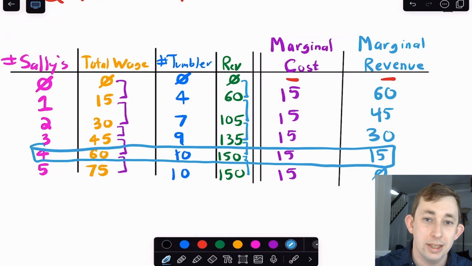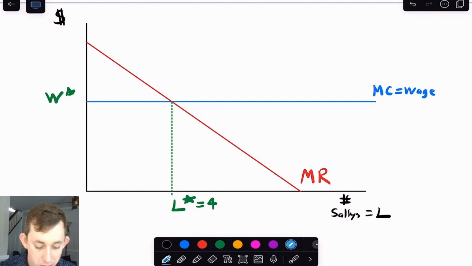Now, what if we wanted to look at this on a graph instead of in a table? Well, let's take a look. Here is that same table represented graphically, where you can see I took that marginal revenue and made it a line, and the marginal cost is the wage, which was 15. I set them equal to each other, and we got that L star was 4, because that's where marginal cost and marginal revenue met. So again, when we're trying to solve a profit maximization problem, we're trying to figure out how many Sallys to hire. And when we're figuring that out, we're setting the marginal benefit of hiring a Sally equal to the marginal cost of hiring a Sally, where the marginal cost is just the wage.